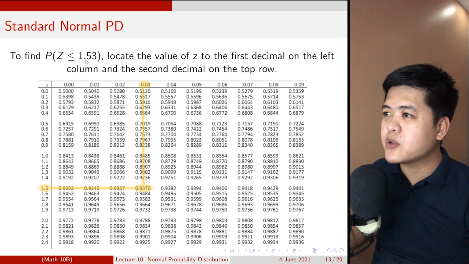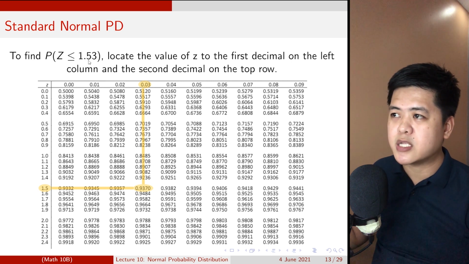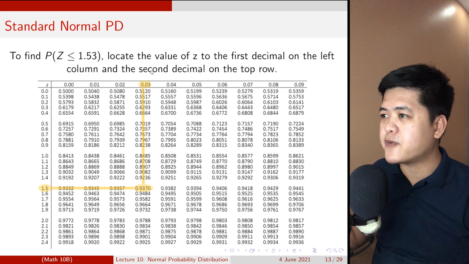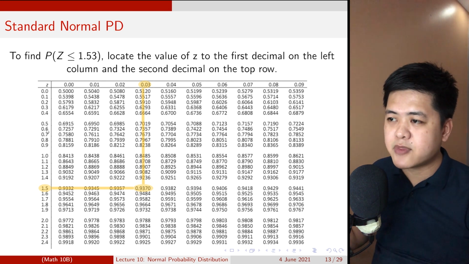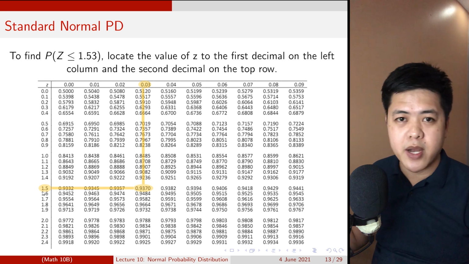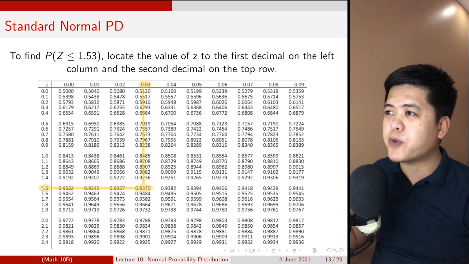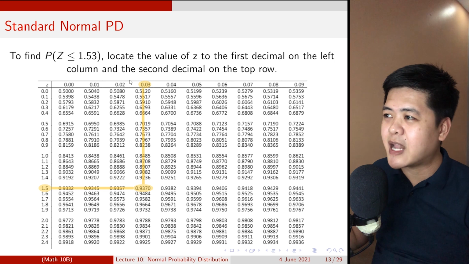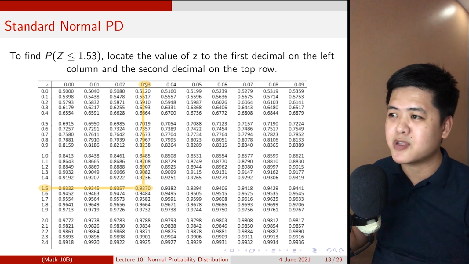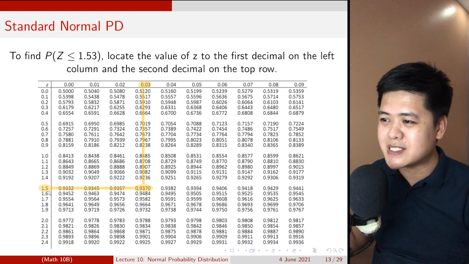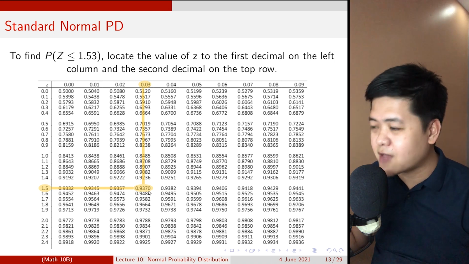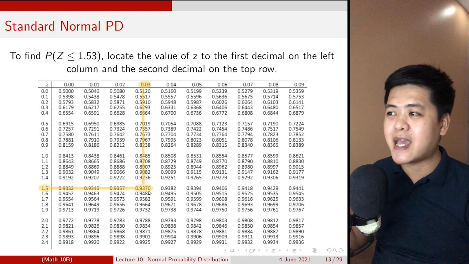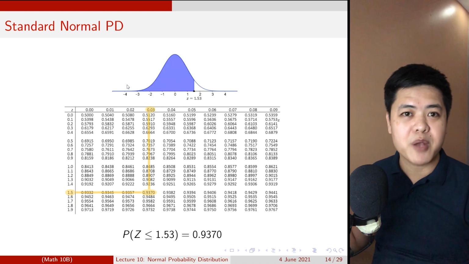So, paano natin yung gagawin? Una, kunin nyo muna yung first two numbers. So, in this case, 1 at saka 5, or 1.5, or the first, up to first decimal. So, 1.5, hanapin nyo siya dito sa left na column. You will see there 1.5. Tapos, yung 0.03 na remaining, hanapin nyo naman siya dito sa taas. 0.03. So, para lang itong multiplication table. So, kung saan sila nagtagpo, which is at 0.9370, that's basically the area to the left of z equals 1.53.